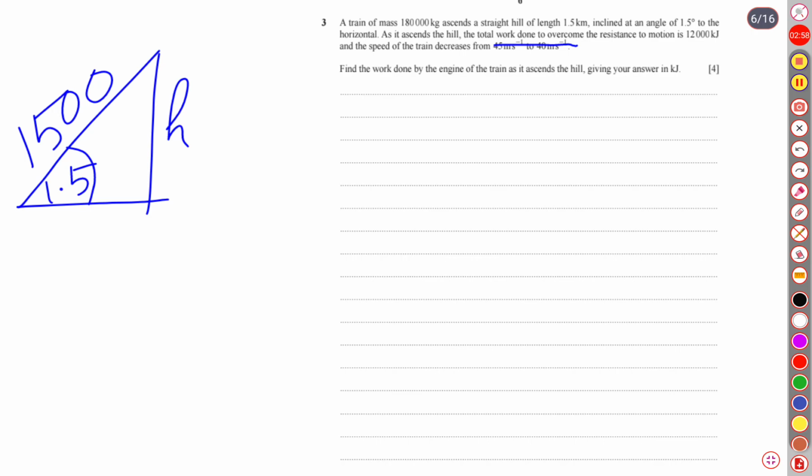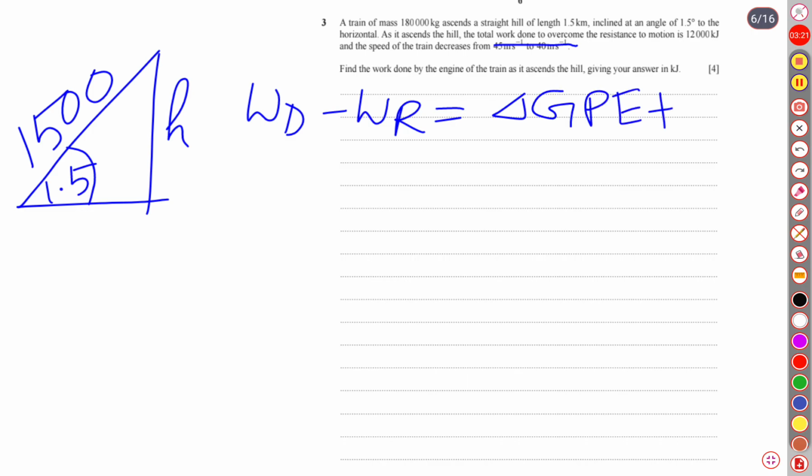So as we have already come to know that we are going to apply the concept of the work energy equation, what is the work energy equation? The work energy equation is work done by driving force minus work done by resistance force is equal to change in GPE plus change in KE, meaning kinetic energy. That means change in gravitational potential energy and change in kinetic energy. So let's start the solution.